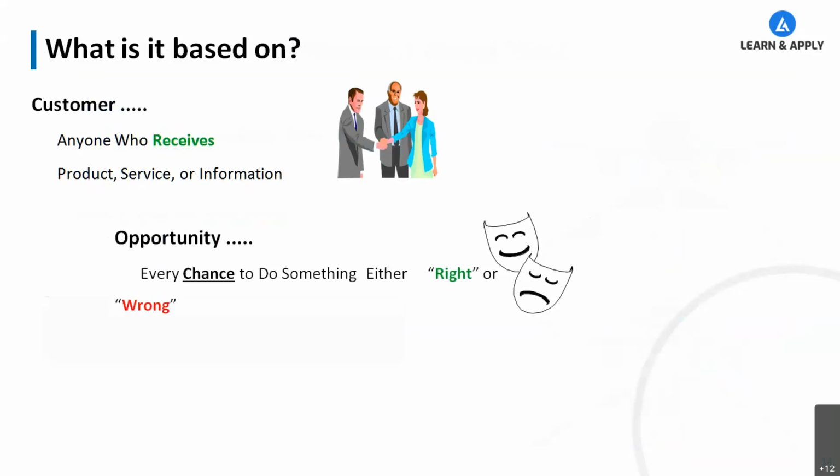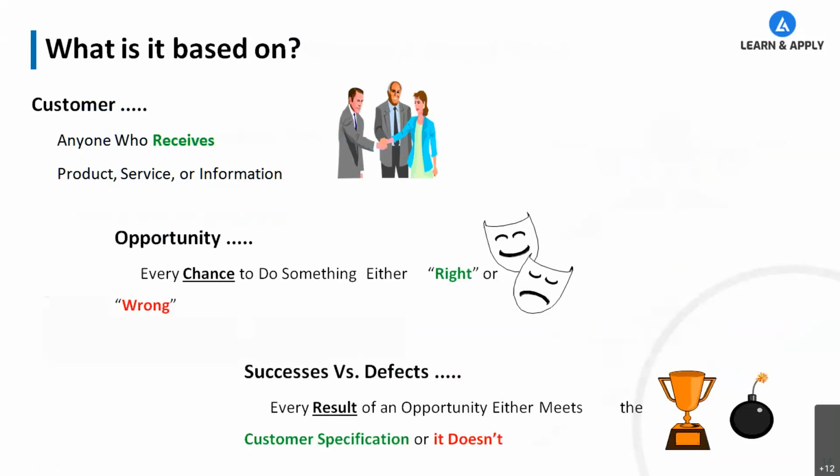Second is the opportunity. It is every chance to do something either right or wrong. And third is whether that opportunity leads to success or failure, in terms of customer specifications, not in terms of the producer. When we say it is a success, that means the quality of the product is superior, the customers are happy, and they are accepting our product. And if our product fails at any of the customer criteria, that means it's a defect or a failure.